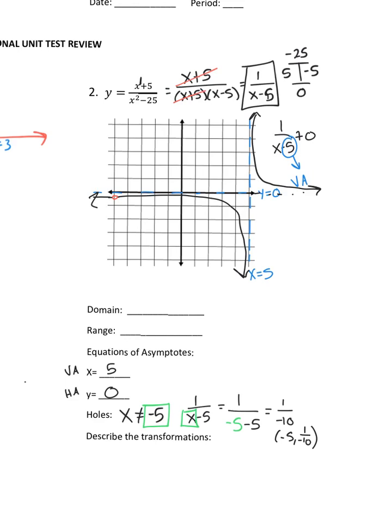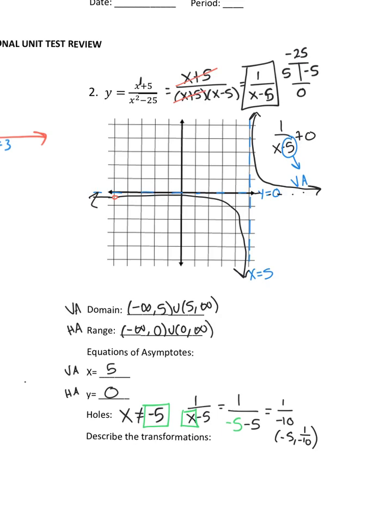Okay, your domain is based off of the vertical asymptote, and the range is based off of the horizontal asymptote. So my domain is going to go from -infinity to 5, and then from 5 to infinity. Your range is going to go from -infinity to 0, and then 0 to infinity.